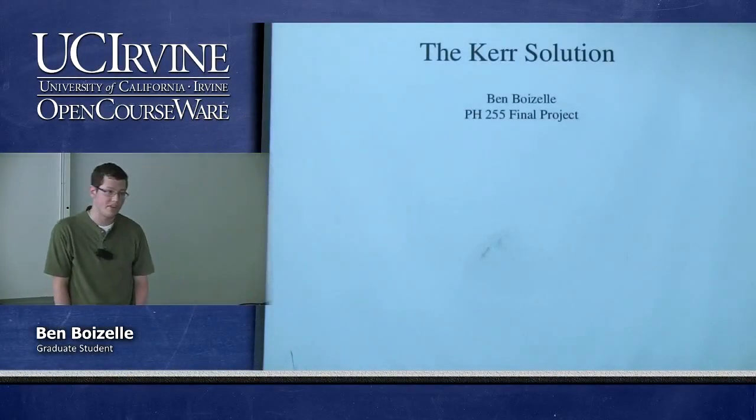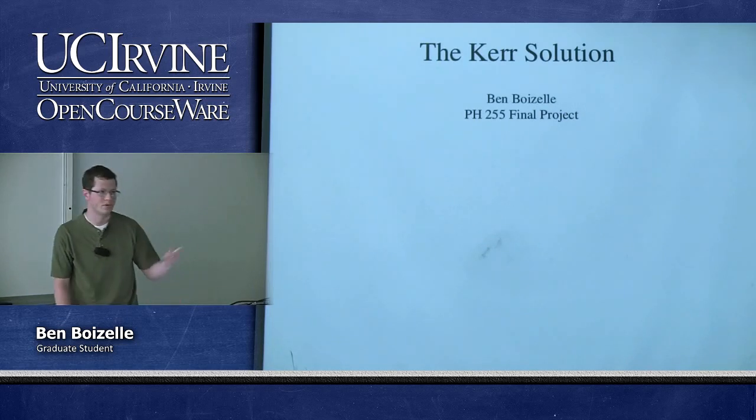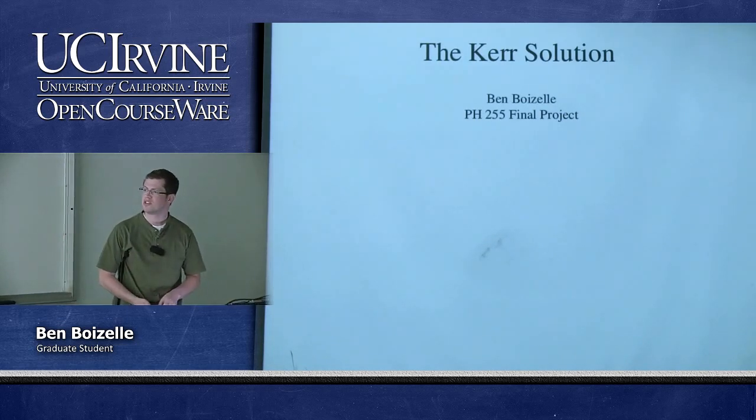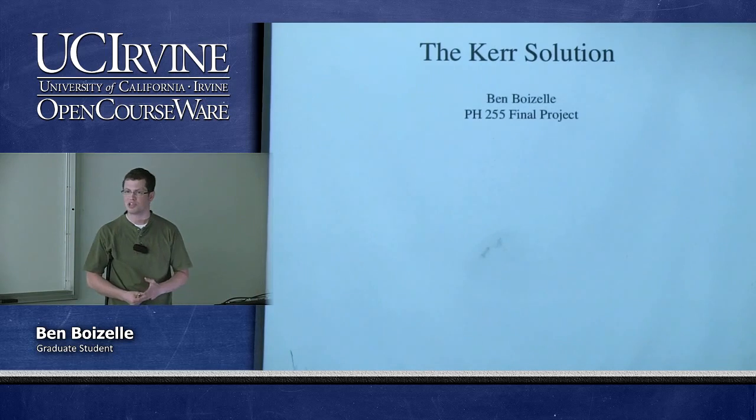All right, I'll be talking about the Kerr solution to the Einstein field equations. Feel free, of course, to bug me with any questions that you have along the way. As this is directly analogous to the Schwarzschild solution, just with one additional important parameter, I wanted to take a less mathematically rigorous approach and focus on the interpretation of the project.